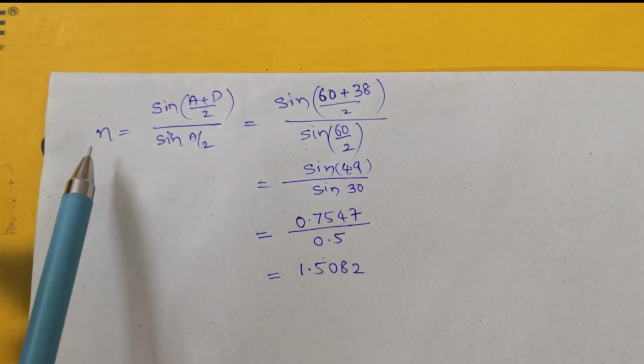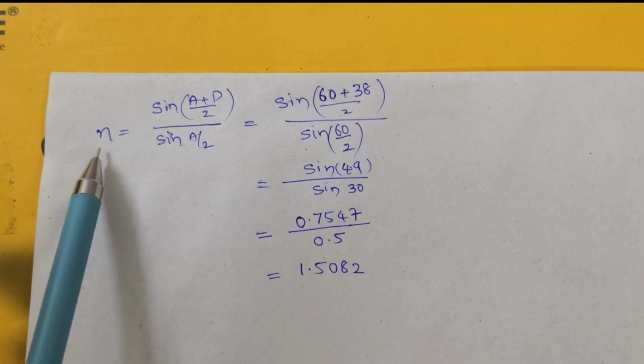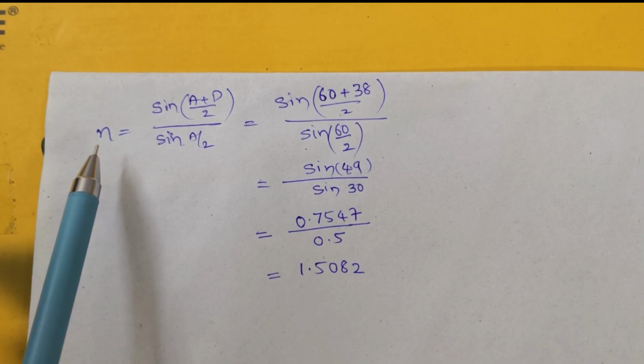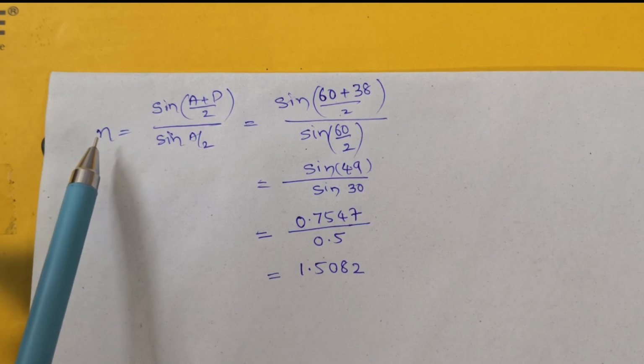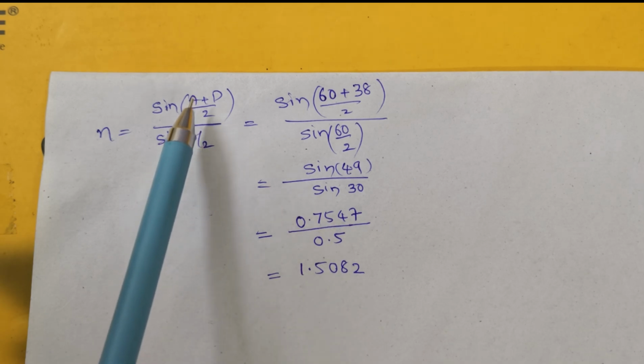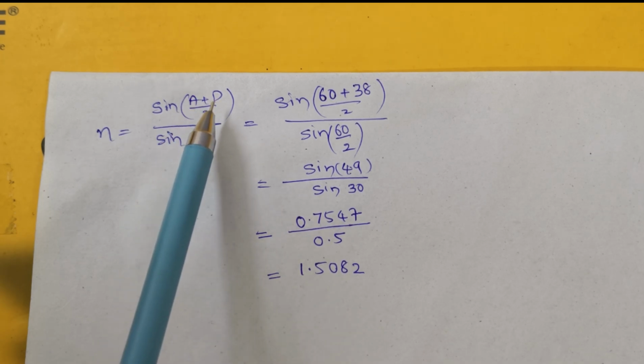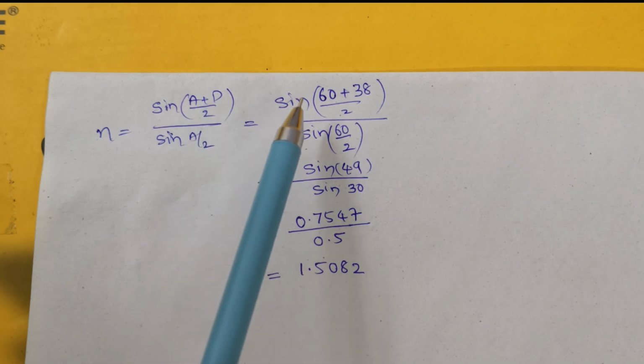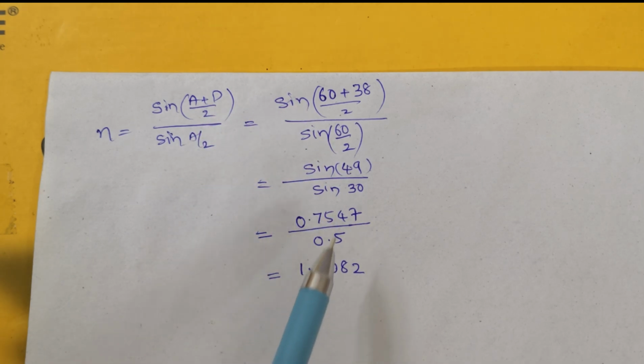This is the formula to calculate the refractive index of the prism. If we speak strictly, the refractive index of the material of the prism, where A is the angle of the prism and D is the minimum deviation. If we substitute and simplify, we finally get 1.5082, which is the refractive index of the material by which the prism is made.